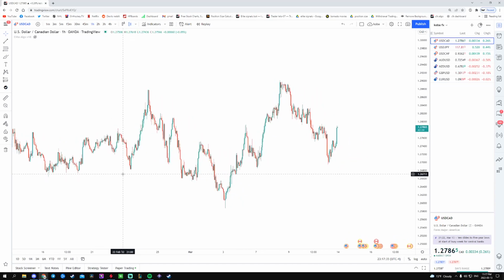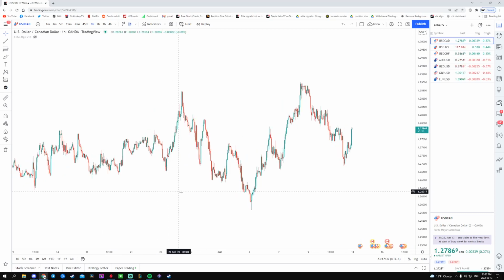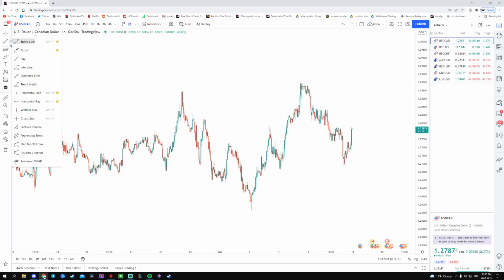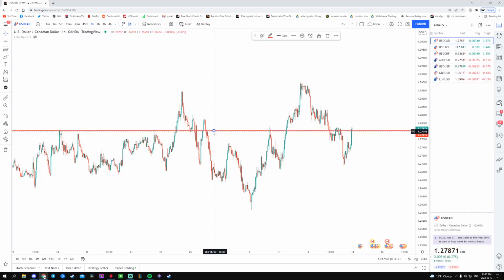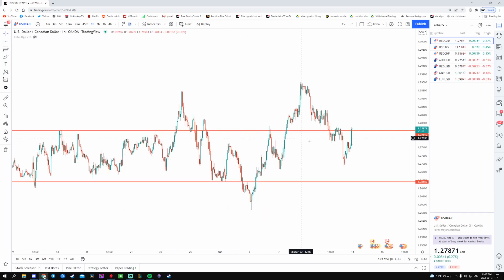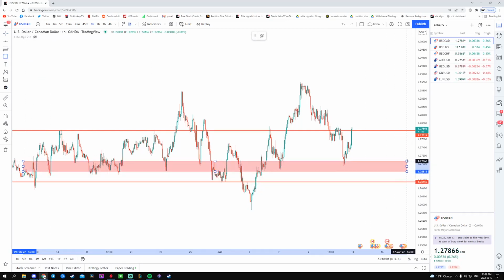So the first pair I want to look at is the USD CAD. Looking at this, we are currently in a little bit of a range, and we're back in the range. But previously it created a higher high, and right now it looks like it's rejecting this support around this area. We have very strong support right there. So this is a very good supply zone.